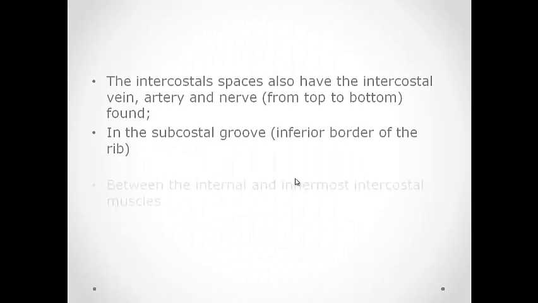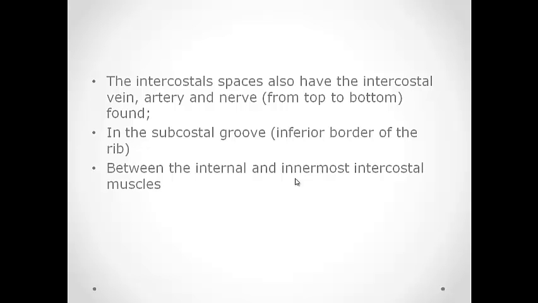So the intercostal spaces also have the intercostal vein, artery, and nerve arranged in that order from top to bottom. They are located, as I said, in the subcostal groove, which is found on the inferior border of the rib, between the internal and innermost intercostal muscle. Please make sure that you know these 3 points like the back of your hand, because we tend to ask about them a lot.